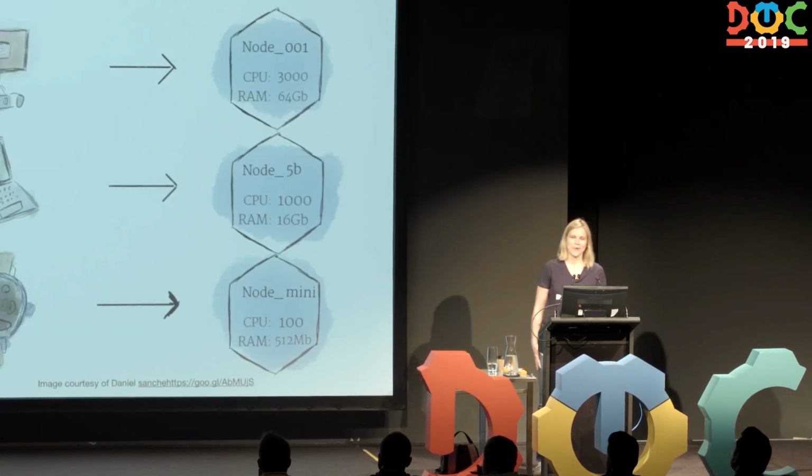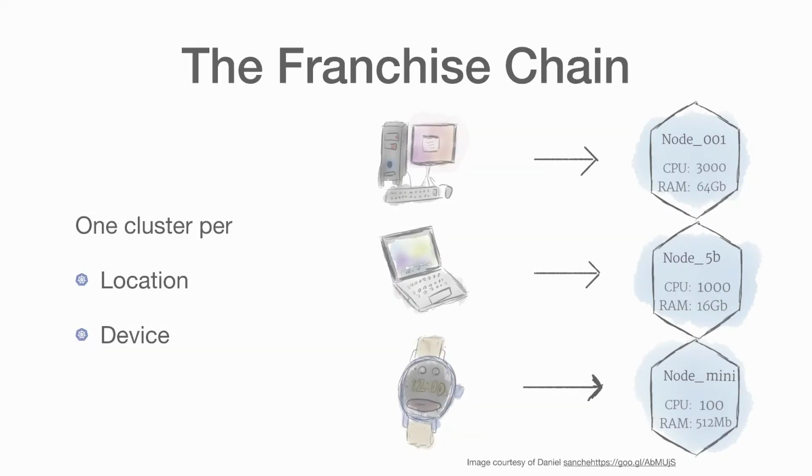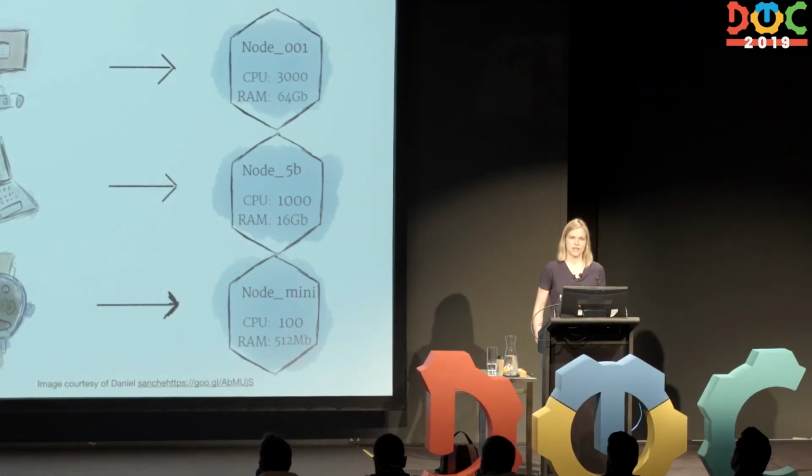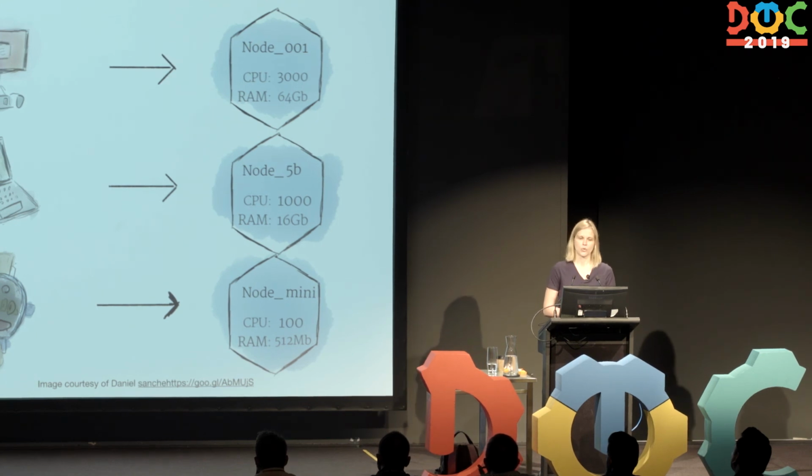All right, so when it comes to the franchise chain, the answer is obvious because you want to create one cluster per location, per device. You can think of whether you need HA for the cluster, or whether it is going to be just one single API server, or the host where all Kubernetes components are going to be launched on one device.